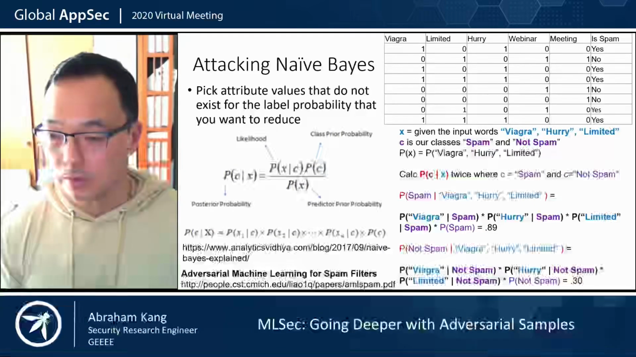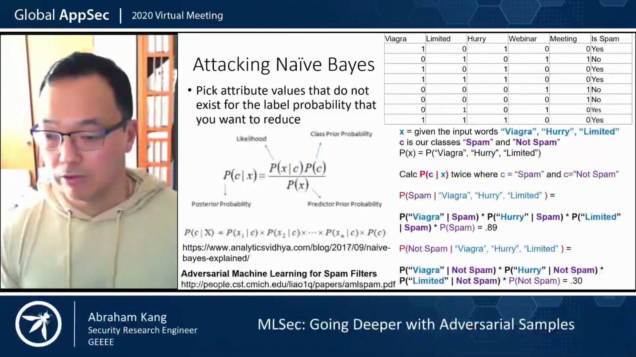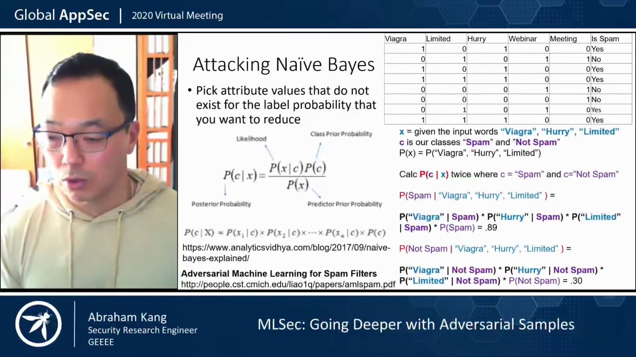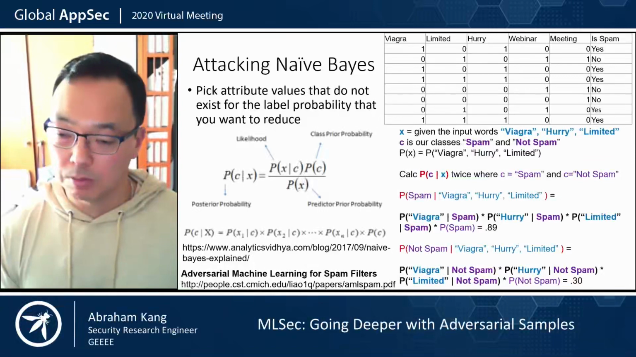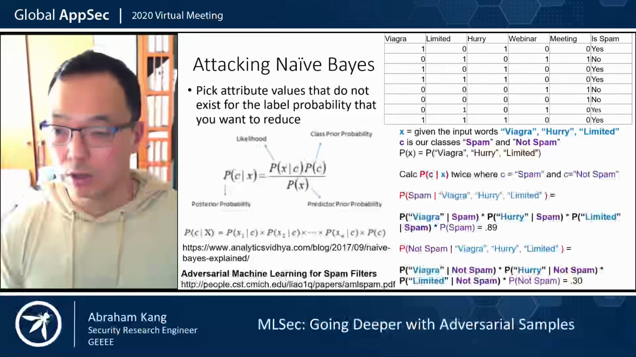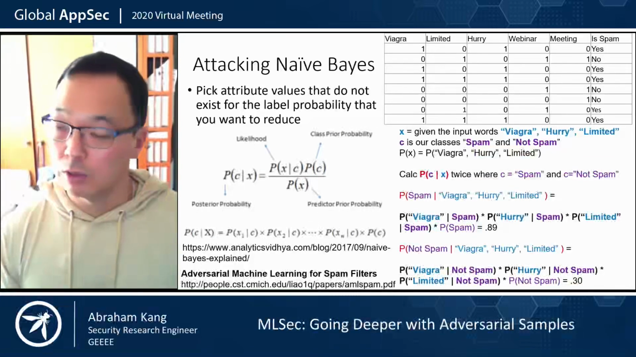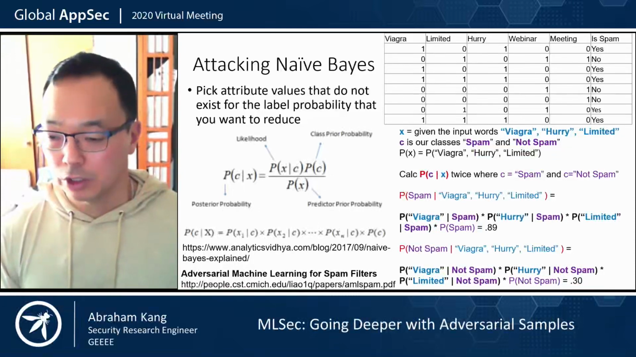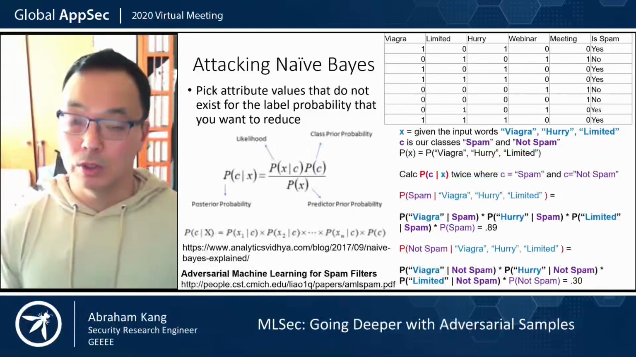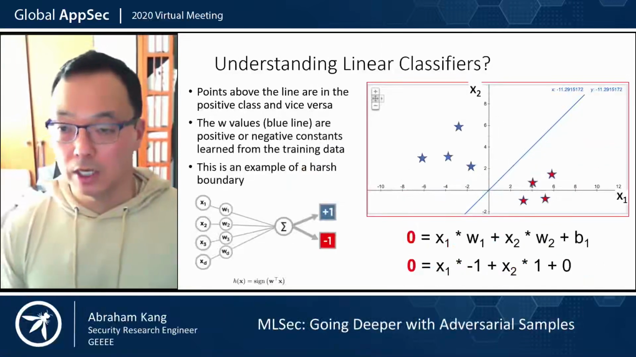Now, when you're trying to attack naive Bayes, what you want to do is pick words that are in not spam that aren't in spam, and put those in your text to push this probability higher and this probability lower. So that's how you attack naive Bayes.